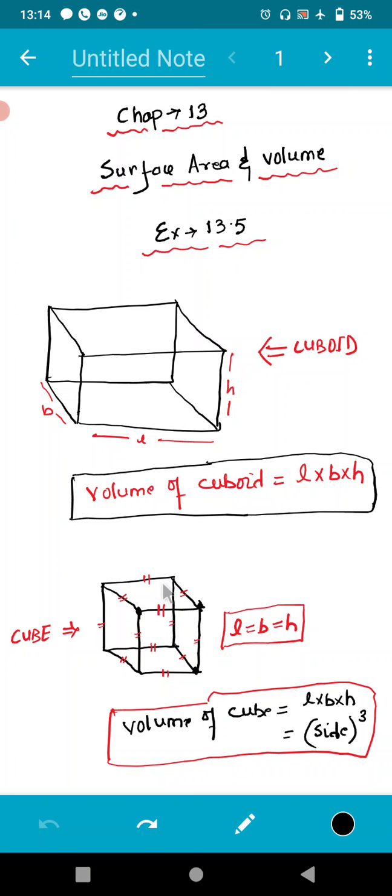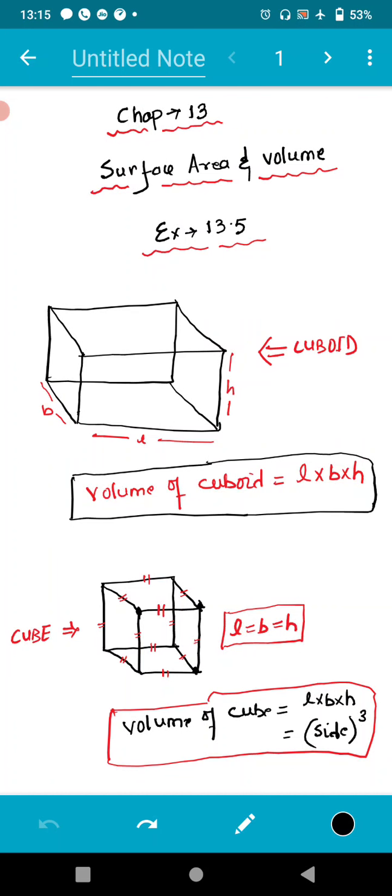Now let's move on to cube. Now what is cube? It is also a 3D picture whose all the sides are equal. That means in this case the length would be equals to breadth and breadth will be equals to height. Fine. So the volume of cube, you can write it as length into breadth into height, and as we know that all the dimensions are equal to each other, so in other way we can write it as side cube as well. So volume of cube, you will write it as side cube. So these are the two formulas which will apply in this particular exercise.